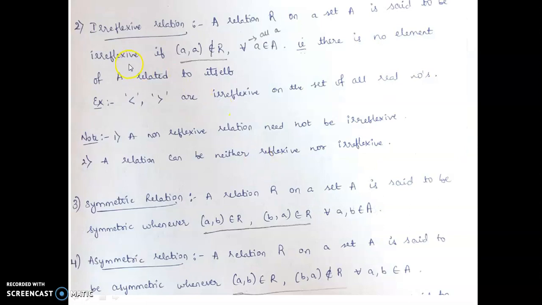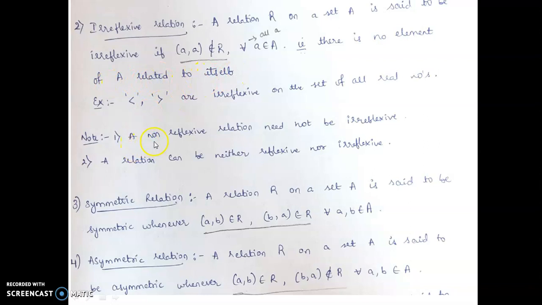So next, the irreflexive one. If the diagonal elements are not present in R, that is (a, a) is not present in R, then it is called irreflexive. So we'll see the definition. A relation R on a set A is said to be irreflexive if (a, a) does not belong to R for all a belonging to set A, that is, there is no element of A related to itself.